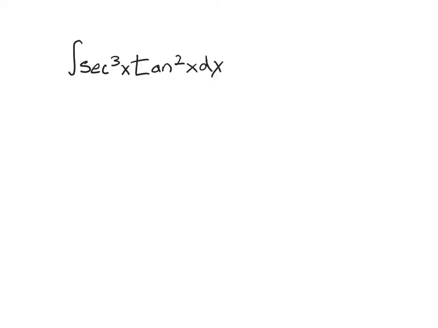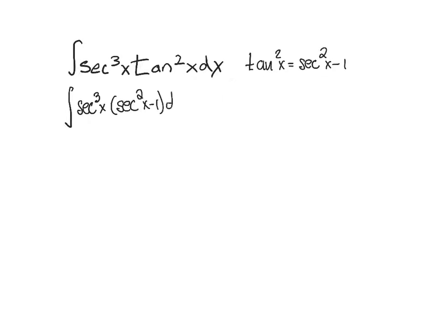Here's an integral of secant cubed x times tangent squared x. We're going to evaluate it by first using the trigonometric identity tangent squared x equals secant squared x minus 1. So we'll replace tangent squared in the integral with secant squared minus 1. And then this gives us two integrals. One is the integral of secant to the fifth x dx minus the integral of secant cubed x dx.